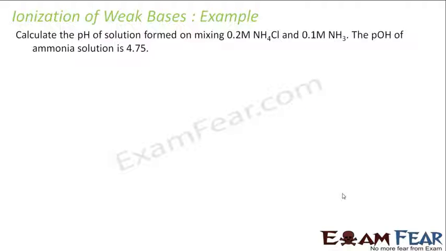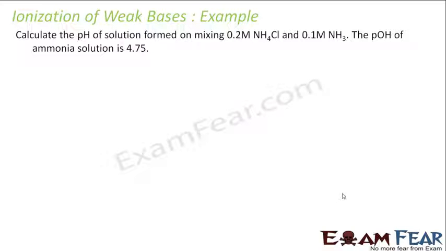Let's take one more example. The pH of a solution formed by mixing 0.2 M NH4Cl and 0.1 M NH3. We need to find the pH. The pKb of ammonia is 4.75.